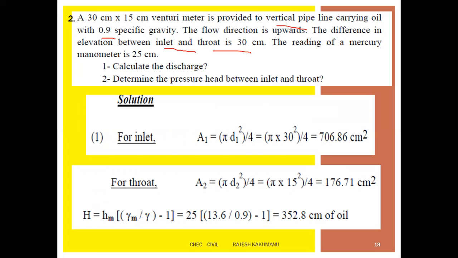What is the difference here? It is 30 centimeters. Now the reading of the mercury manometer is 25 centimeters, right? Now see, what is the thing to calculate? Calculate the discharge. Calculate the pressure head between the inlet and the throat.